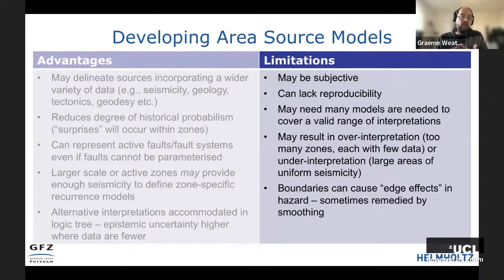The biggest limitation, or the biggest objection to these, tends to relate to this issue of subjectivity and lack of reproducibility. So it becomes harder to reproduce a particular expert's interpretation or workflow. And we may need many models to cover a range of interpretations. And sometimes we may end up with over-interpretation, too many zones, each with too few data, or under-interpretation, large areas of uniform seismicity.